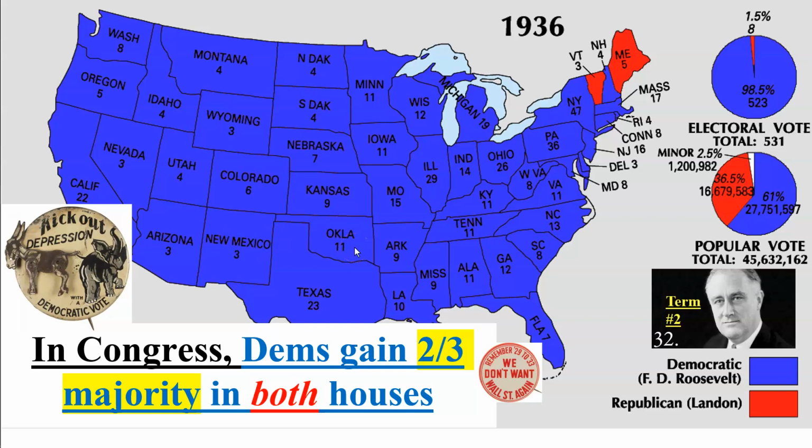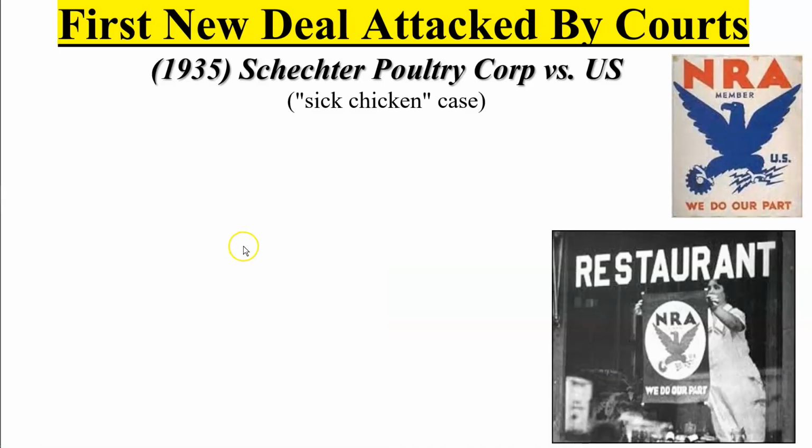But the results are an even bigger landslide than 1932. The Democrats have now a two-thirds majority in both houses. And so this was a mandate for Democrats and especially for Roosevelt, a message that people are in favor of what he's doing and they want more of what's going on.